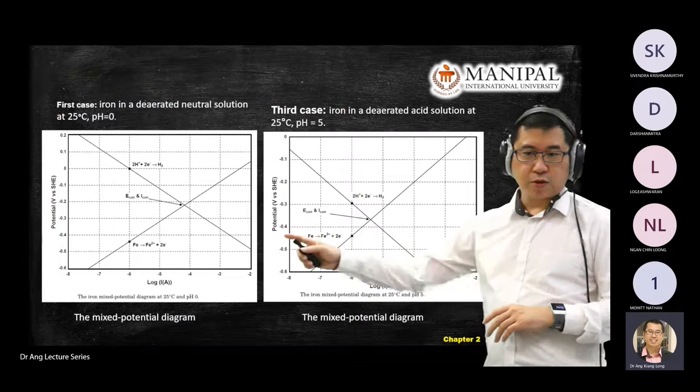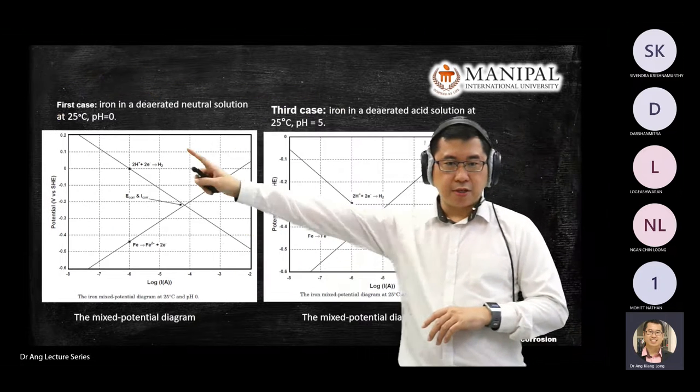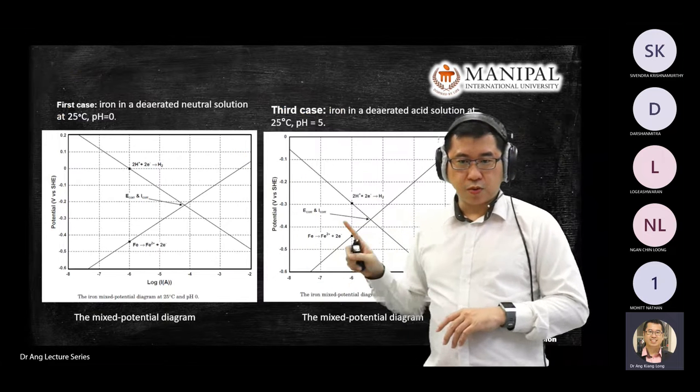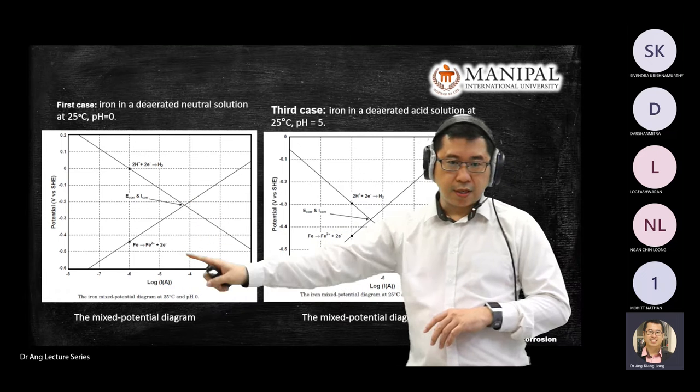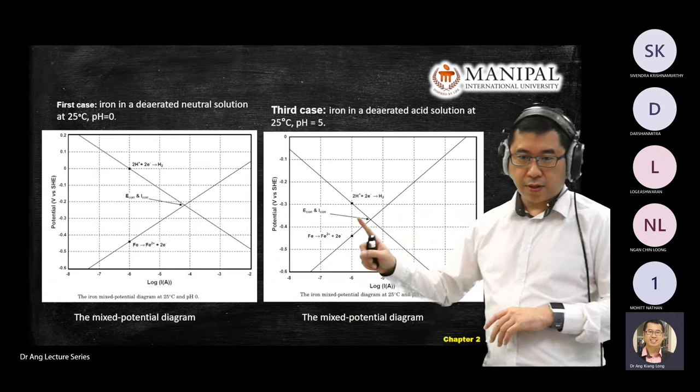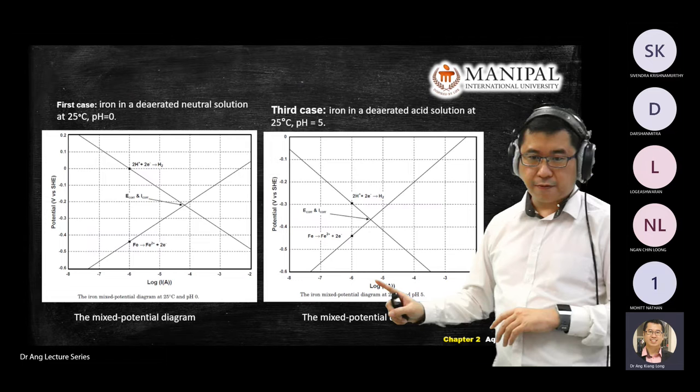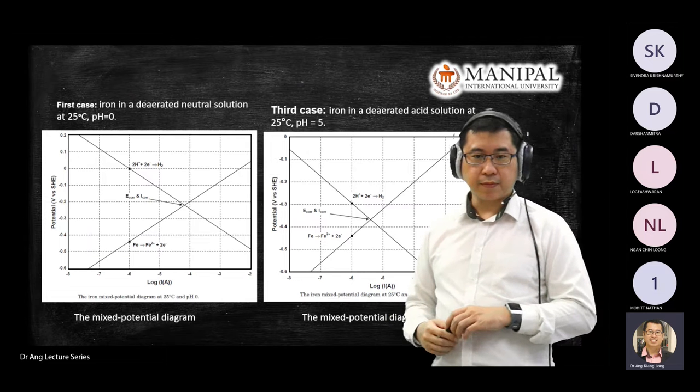Okay, this one I just put together the case pH 0 and 5. This one is easier to see than just now. Okay. This one is about negative 4. This one is about negative 5 something.